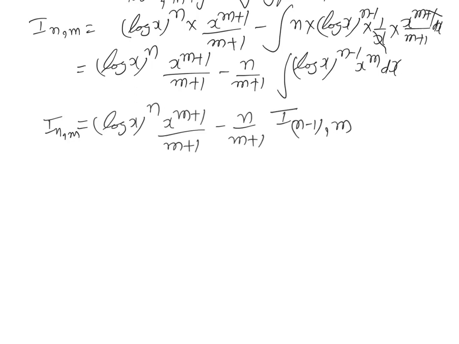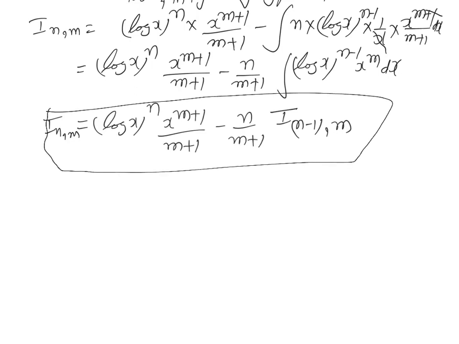So this is the required reduction formula where only one index is reducing, and with the help of this reduction formula, the sum reduction can easily be made, like we did in the case of secant x raised to the power n, and after finding its reduction formula we determined the value of secant x raised to the power 6.